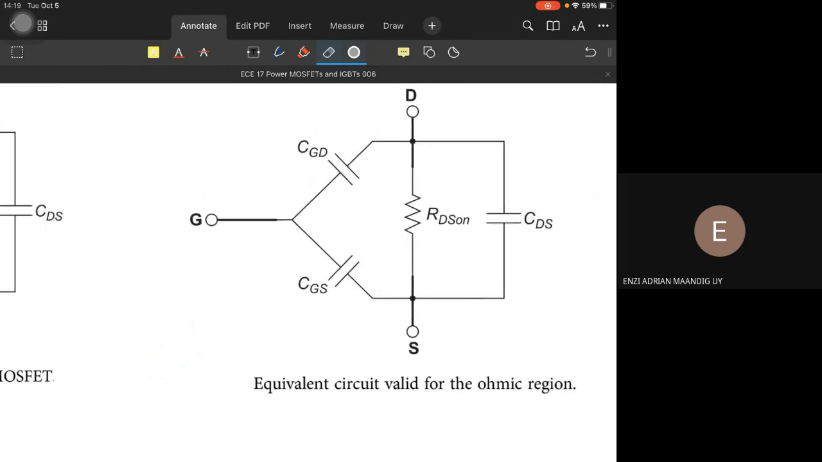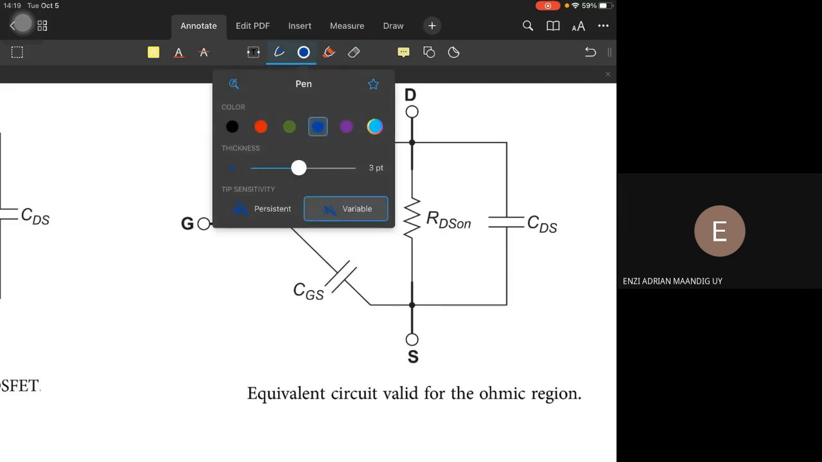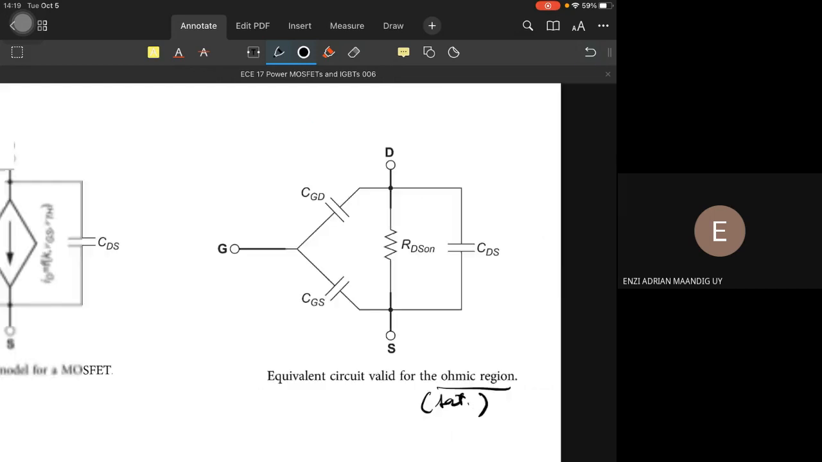So this is the equivalent circuit for the ohmic region. Remember, naa'y somehow small valued resistance across the drain and the source when it's operating in the ohmic region. So remember again, ohmic region is the saturation region for BJT. So when current is conducting across the drain to the source, we expect na it will be impeded by this resistance. Okay.